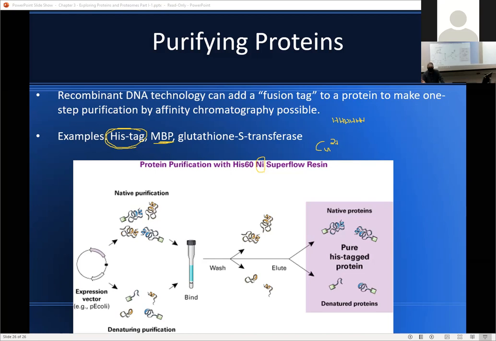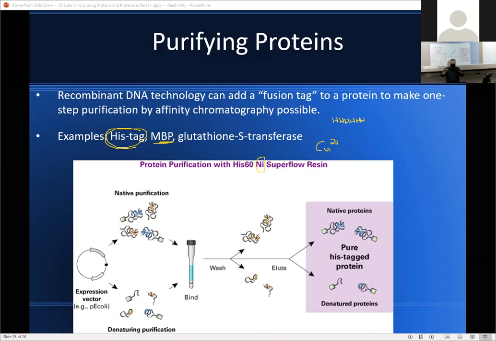How many of you have had genetics already? Most of you, so you know that there are three reading frames when we're looking at the ORF, or open reading frame, of a protein. There are three different ways that the codons can be read to code for amino acids and to make a protein, right? So if you're trying to create a fusion protein, you have to make sure that you clone your protein of interest in frame with the fusion tag so that it's expressed properly.